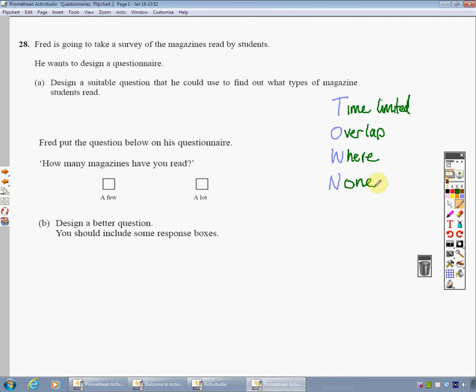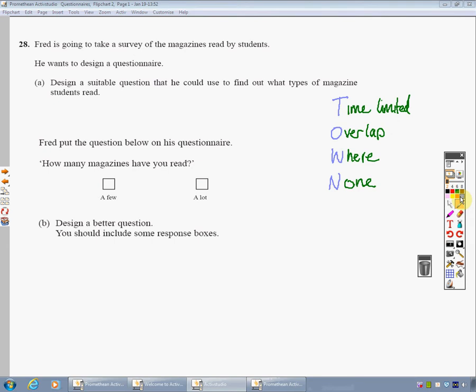I'm going to read the question now. Fred is going to take a survey of the magazines read by students. He wants to design a questionnaire. Design a suitable question that he could use to find out what types of magazine students read. For this question, we just need to write down what we might ask, but also include some response boxes.